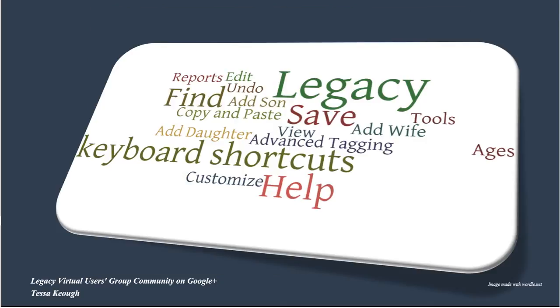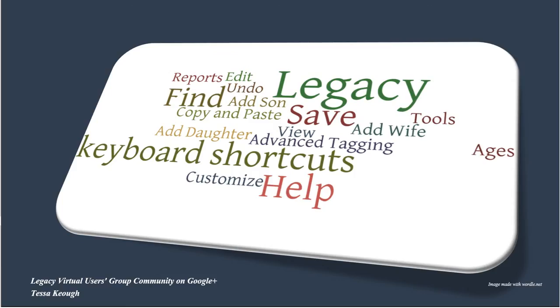So there you have it, my baker's dozen of keyboard shortcuts. The ones I use are Add Wife, Add Daughter, and Add Son in the two-letter keyboard shortcut combination. I also use the Alt plus V for View, Alt plus R for Reports, and Alt plus L for Tools in the Action tab keyboard shortcuts.